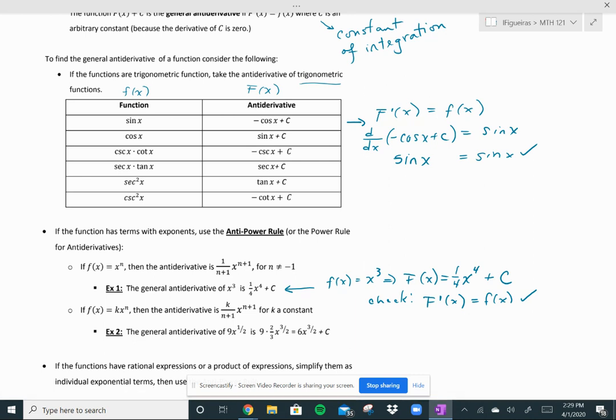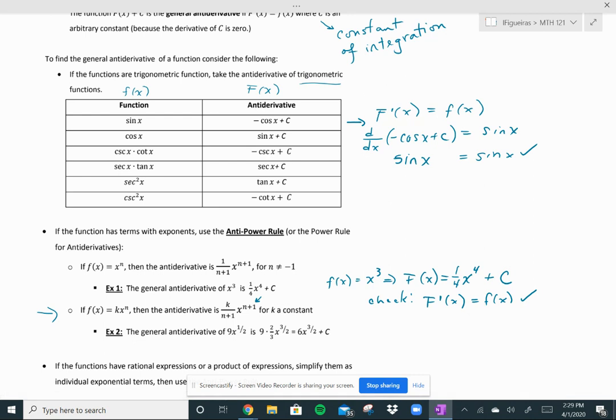Similar rule here, the next bullet point: if f of x is equal to k x to the n, where k is a constant, and remember, n cannot equal negative 1, then you're still applying your anti-power rule. You add 1 to the exponent and multiply by the reciprocal, and k just gets multiplied by that whole antiderivative.